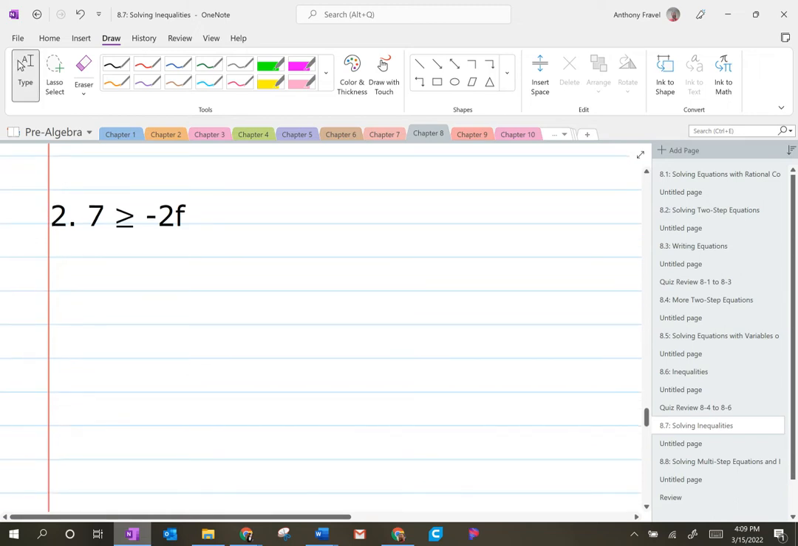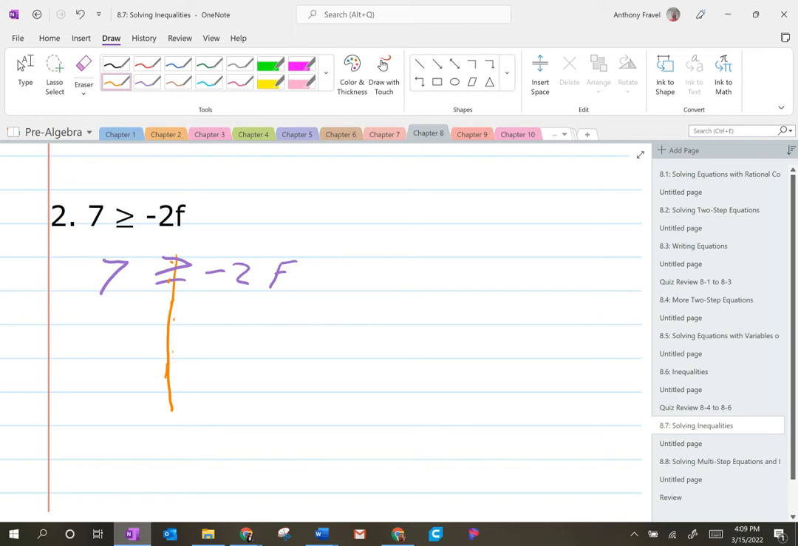I'm going to rewrite it again just so I can have some extra room to work. I've got 7 is greater than or equal to negative 2f. Okay, I'm going to draw my line that goes straight down from right here. I want to get that f on a side all by itself. Okay, I'm going to divide both sides by a negative 2.